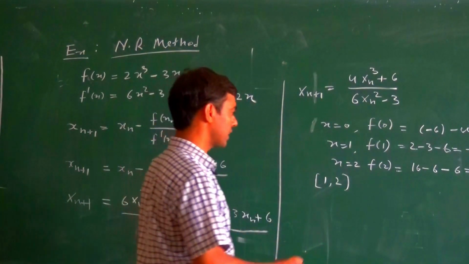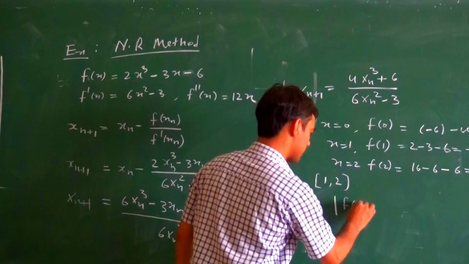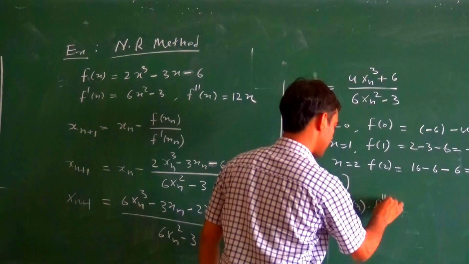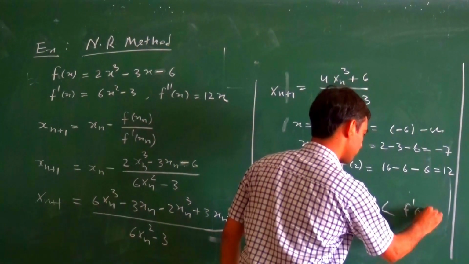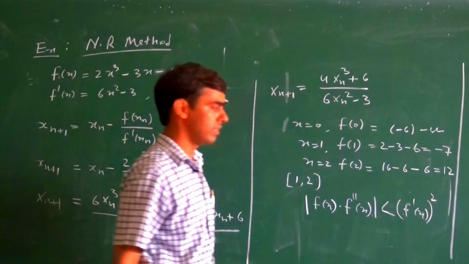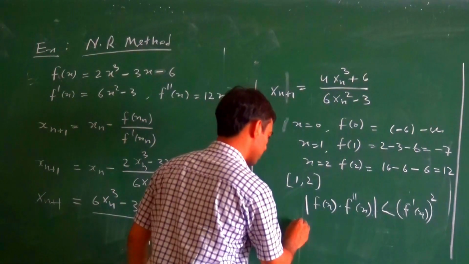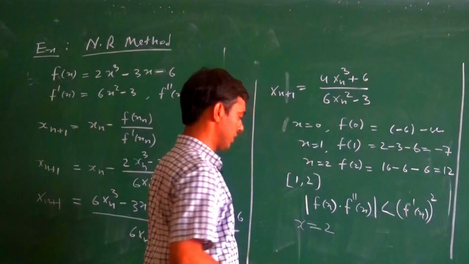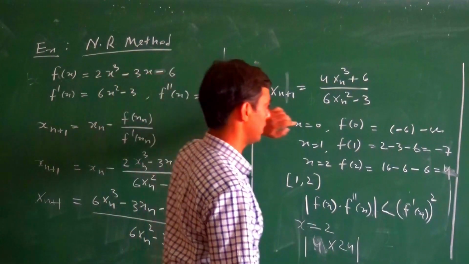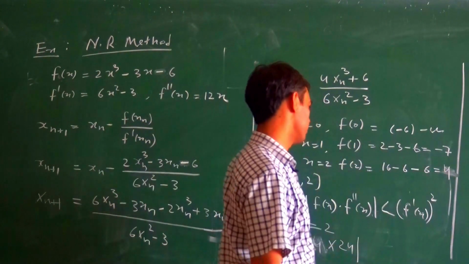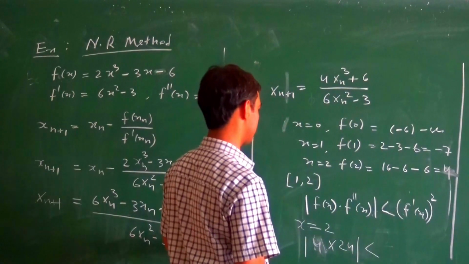For this, what is the criteria for convergence? The criteria for convergence is: mod of f(x) into f double dash x must be less than f dash x whole square. So what is the value if we choose x equal to 2, sorry. 16 minus 6 minus 6, 12, so 16 minus 12 is 4. So 4 into 24 must be less than f dash 2 whole square.